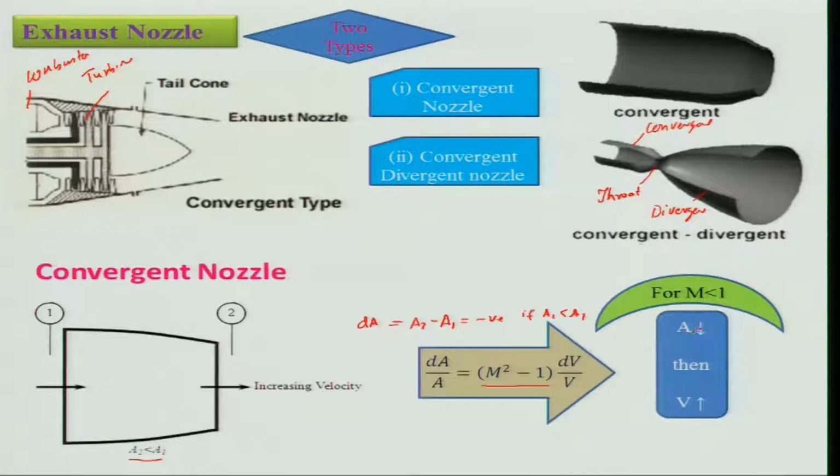So, what we are saying is that if there is a decrease in area, V will increase, right. But if it is the other way around, that means area is increasing, that means it is a diverging duct, then velocity will decrease. It will act like a diffuser or an air intake, where there will be a decrease in velocity and of course, an increase in static pressure.